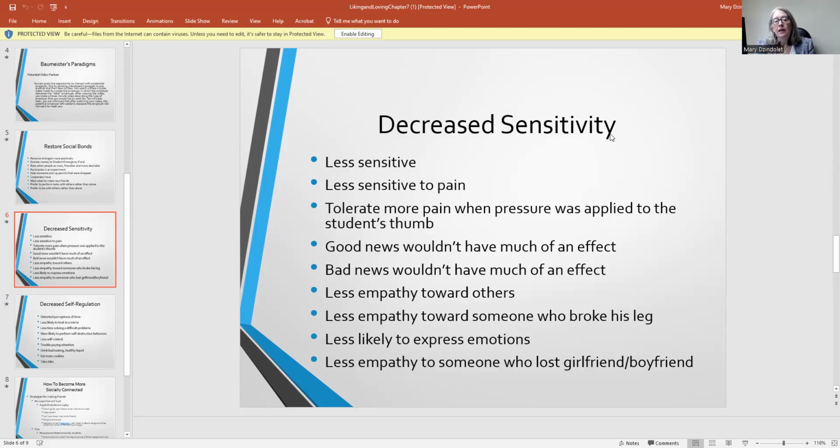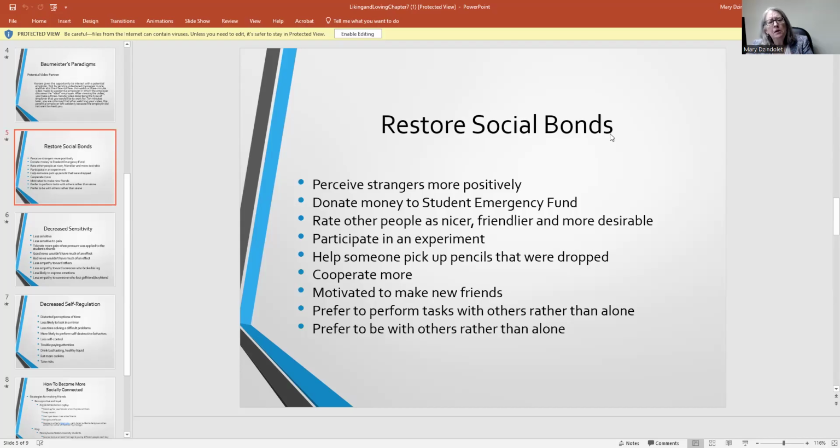If you give them good news, it's almost like they've numbed out a little. If you give them really good news, they're not as elated. If you give them bad news, they're not as depressed. They show less empathy toward other people, in general, less empathy toward someone who broke their leg, less likely to express their emotions, sort of like they've numbed out, less empathy towards someone whose girlfriend or boyfriend just broke up with them. So we find this decreased sensitivity, this numbness that comes with physical pain, but it comes with this emotional pain too.